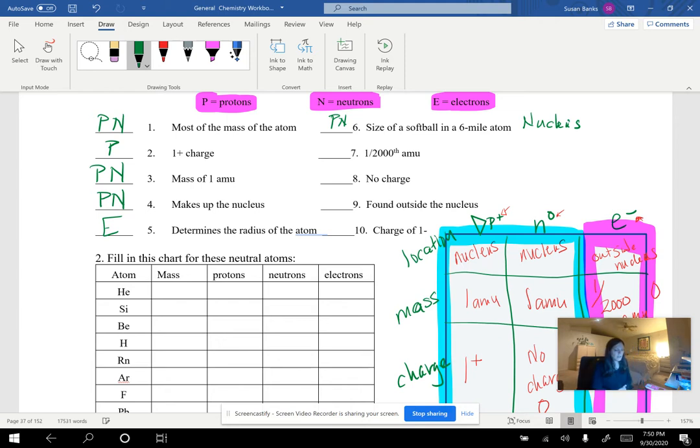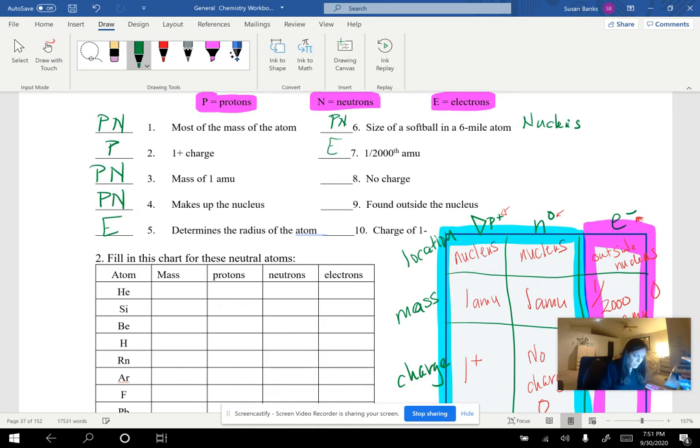Okay, the nucleus is so small compared to the size of an atom. Most of the atom really is empty space. So we have this little tiny nucleus, and then the electrons are way far away. Okay, 1/2000th of an AMU, that is the mass of an electron.